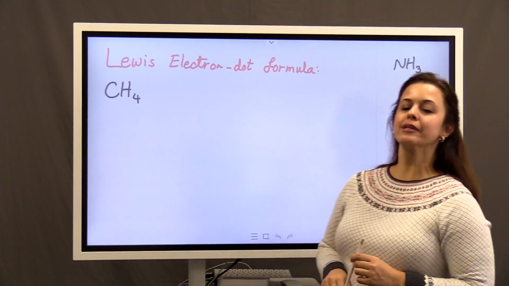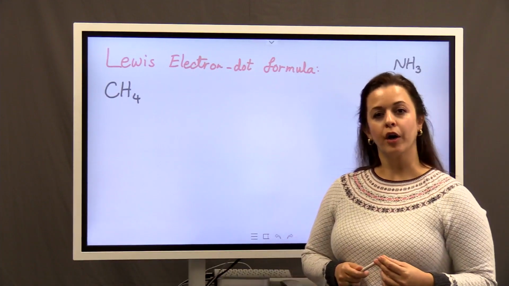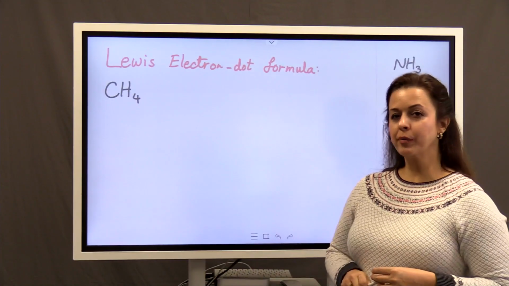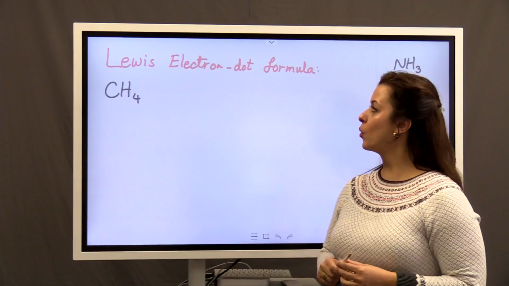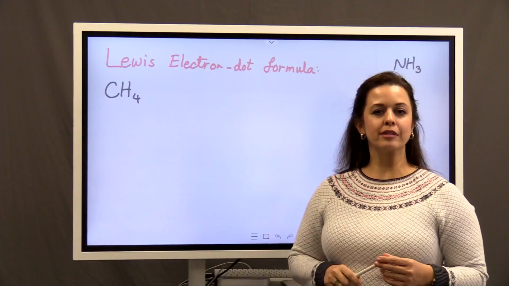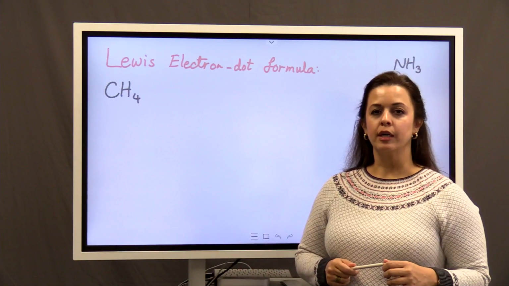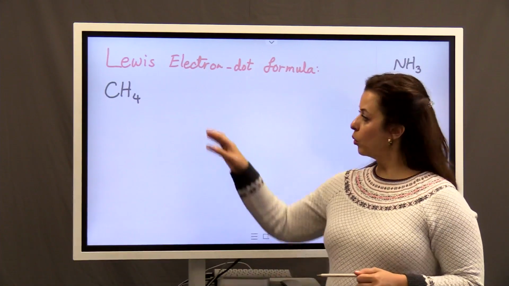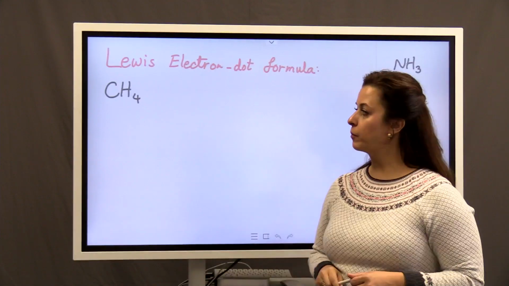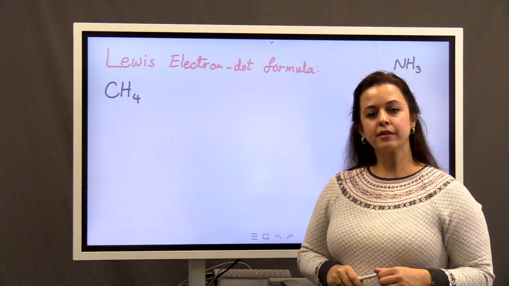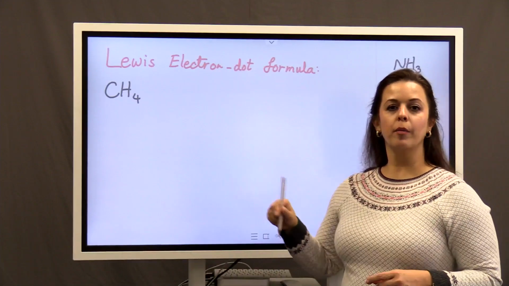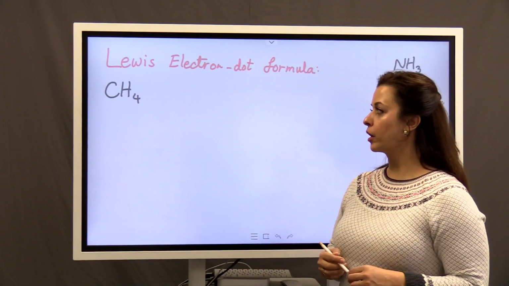Okay, after knowing some facts about ionic bonding and covalent bonding, let's see how we can draw the Lewis dot formula for the covalent compounds. So let's start with the CH4 methane molecule. The first thing we need to do is to count the total number of valence electrons in the molecule.